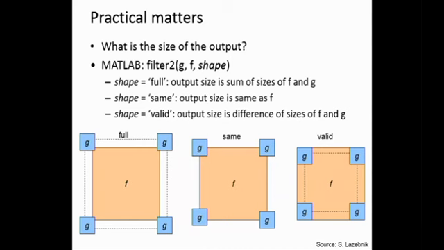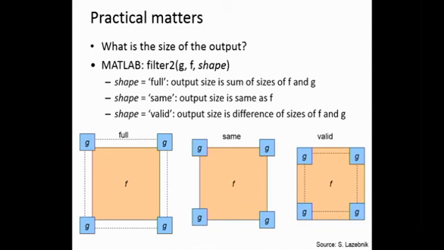So the other thing is, what size do you output? You've got 3 options. One is that you could produce a response anywhere where the filter at least touches the image. So that would be full. You could produce an output that's the same size as the input image, which is typical. And that means that you'll discard anything where the center of the filter is outside of the image.